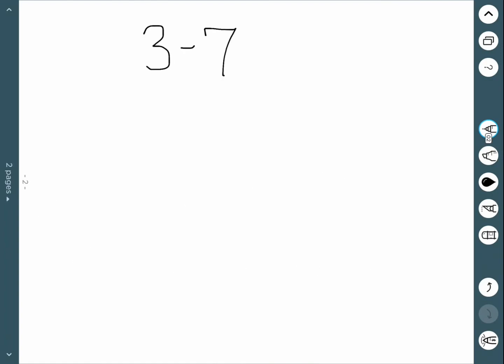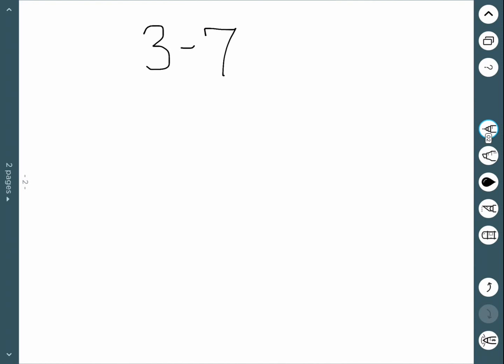What about something like 3 minus 7? When we very first learn to subtract numbers, we're told that the big number has to come first. We can't do 3 minus 7 because 7 is bigger than 3. But then we learn about negative numbers and find we can do this.